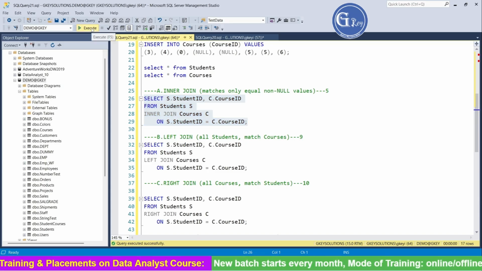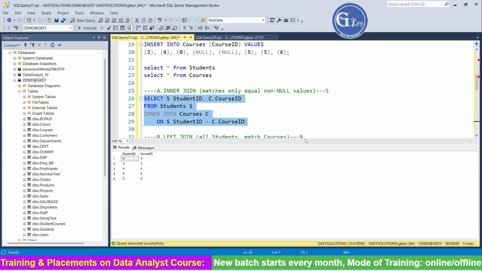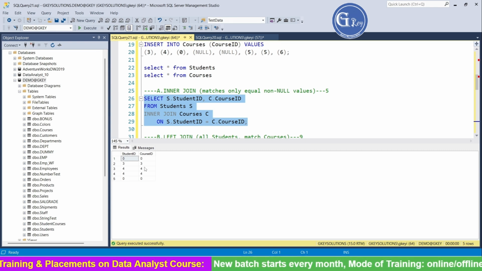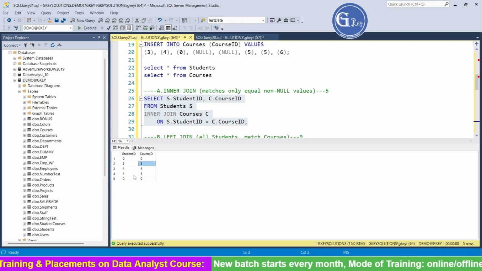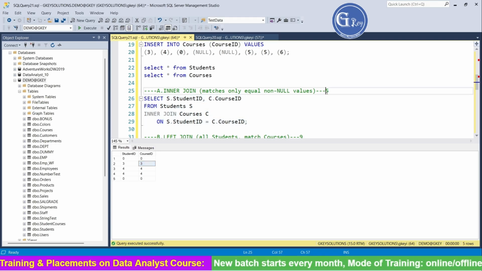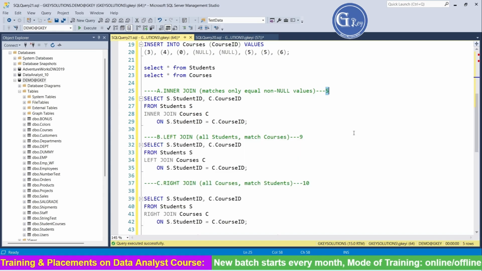Let's execute this inner join query. We are getting 0, 0, 3, 3, 4, 4, 4, 4 and 0, 0. Zeros are the duplicated values and 4s are the duplicated values, and this is the only value which has repeated one time in both tables, and in such a way it has given 5 records.